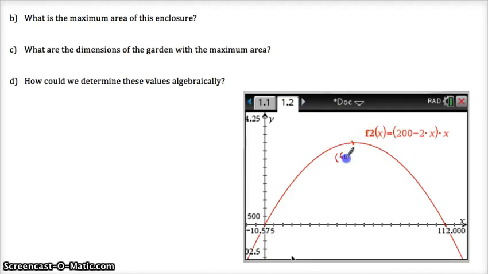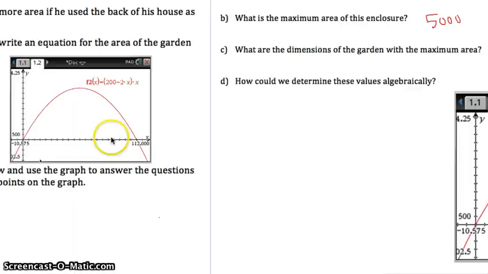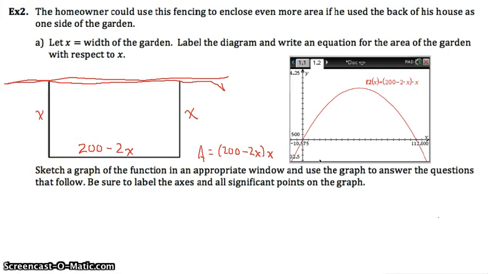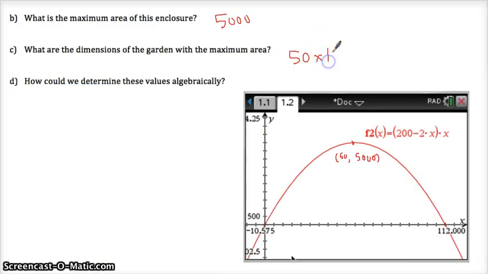50, 5,000 represents that point. What's the maximum area? That's 5,000. What are the dimensions there? Well, 50 is the x, but that's 50 times, not 50x. 50 by, that's how they usually write that. This is 50, this would be 100 minus 2x, and if x is 50, 100 minus 2x is actually 100. This is a little bit different, and of course the area is bigger, because we were able to get a bigger area with the help of the house.